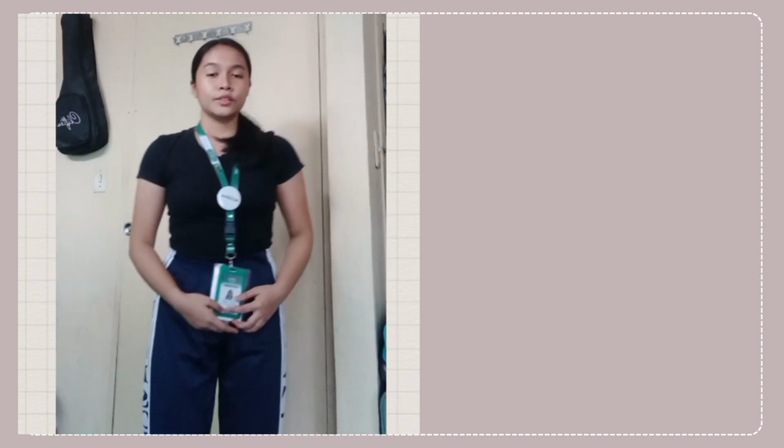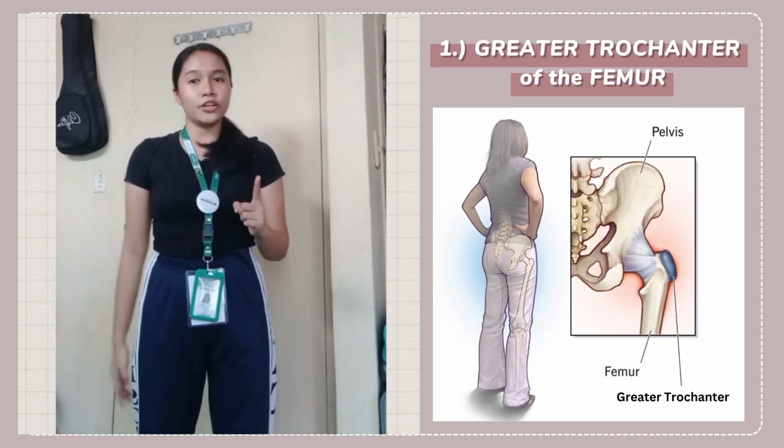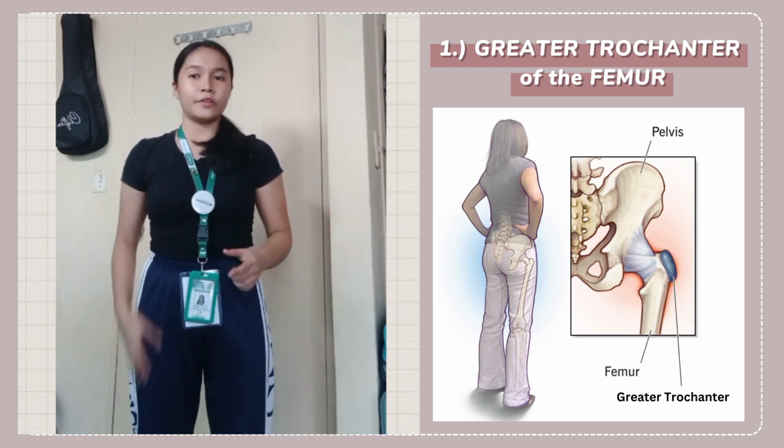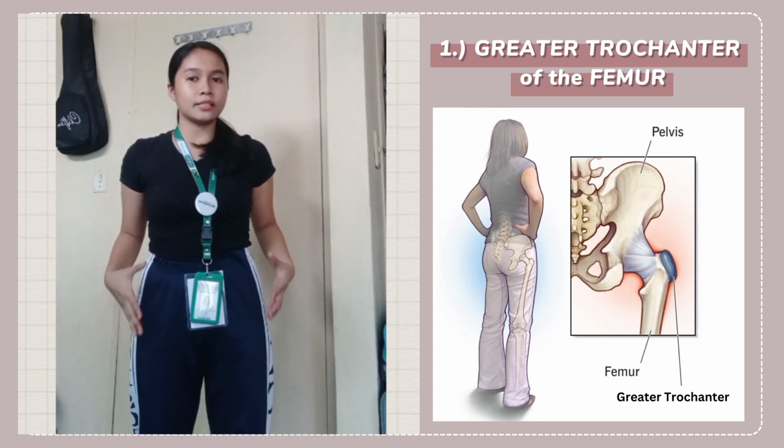To do this, I will demonstrate the location and try palpating the bone by following bone markings on yourself as well. So we have here first the greater trochanter of the femur. This is easier to locate in women than in men because of the wider pelvis. Also, it is more likely to be covered by bulky muscles in men.